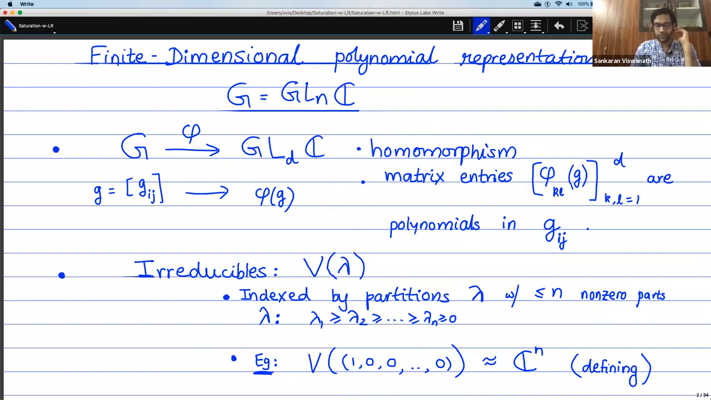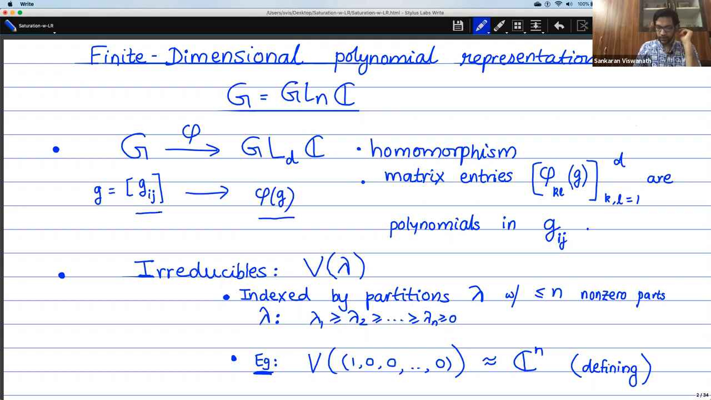So the setting for all of this is the finite dimensional polynomial representations of GLN. By which I mean a homomorphism from the group GLN(C) to GLD(C) for some finite D. So it's a homomorphism to some other group of invertible matrices, such that the polynomiality comes from saying that the entries of the image, the polynomial phi(G), when written in terms of the entries of the input G, are polynomials.